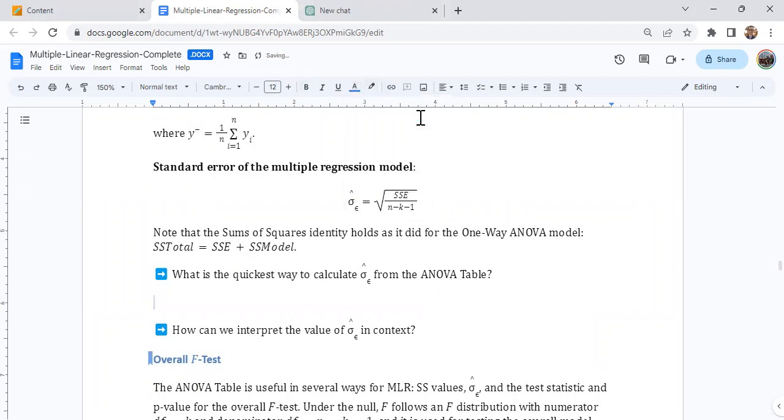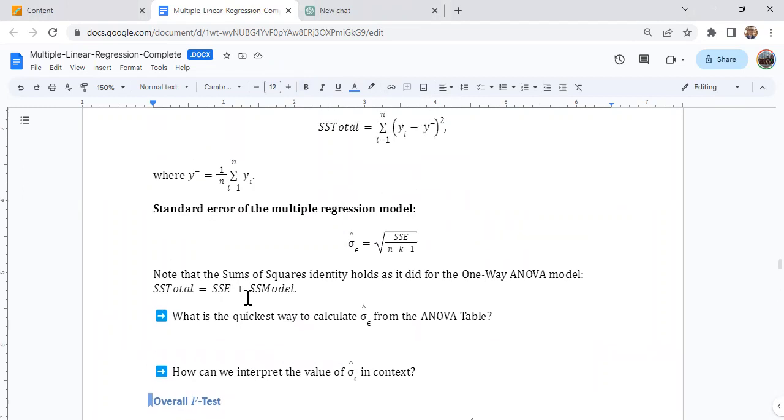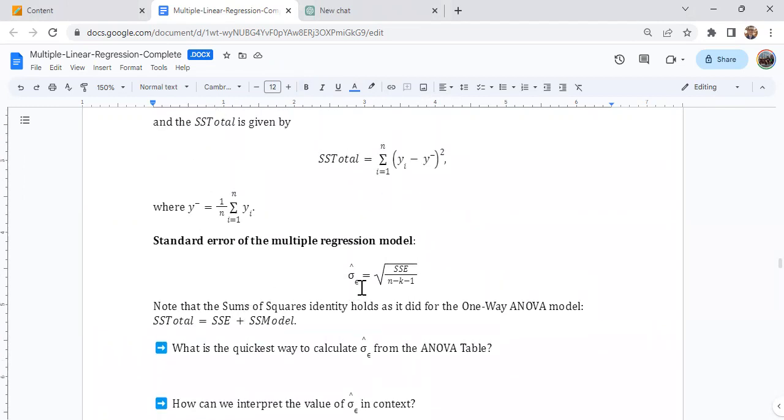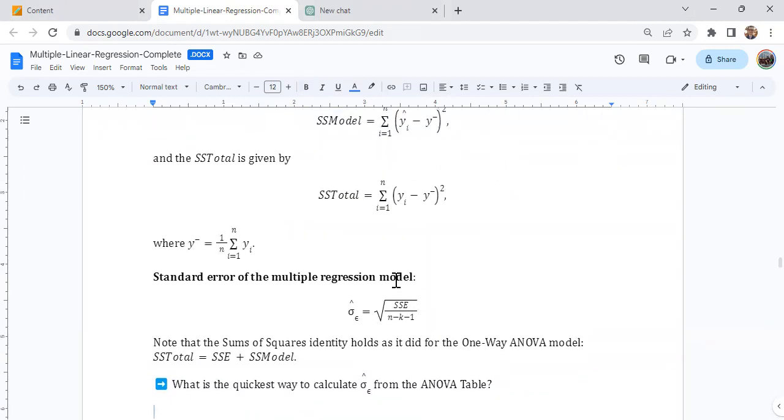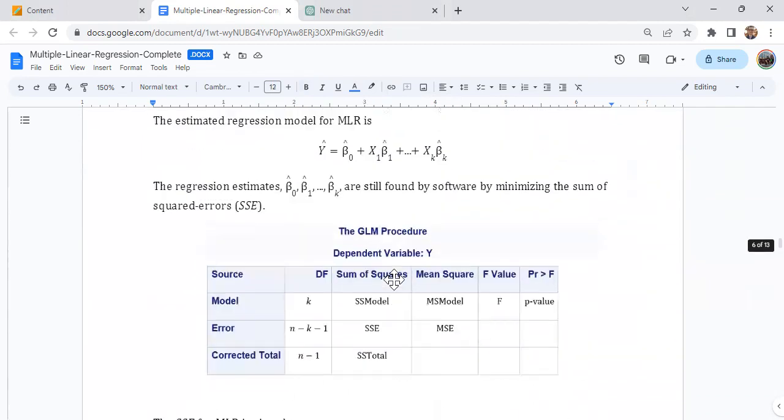So what's the quickest way to calculate this? We call this the standard error of the regression. And it's equal to the square root of SSE over n minus k minus 1. But that value is already a little bit easier to get in the table than using SSE and n minus k minus 1, if we were given the whole ANOVA table.